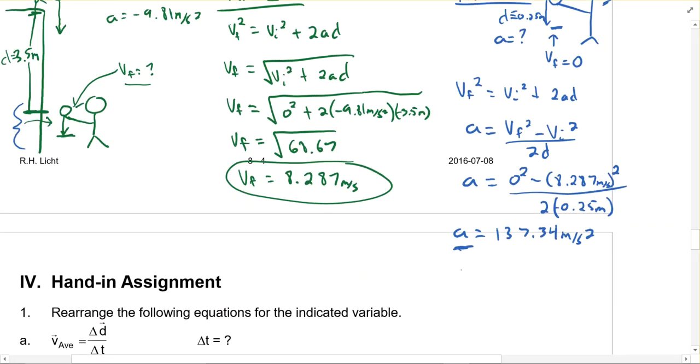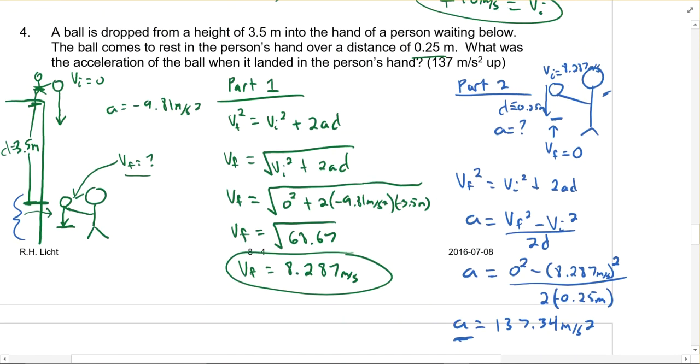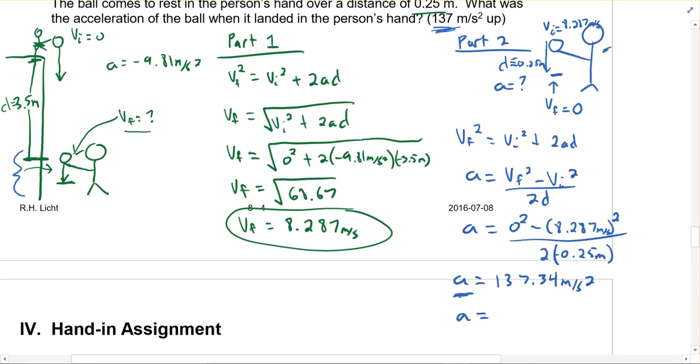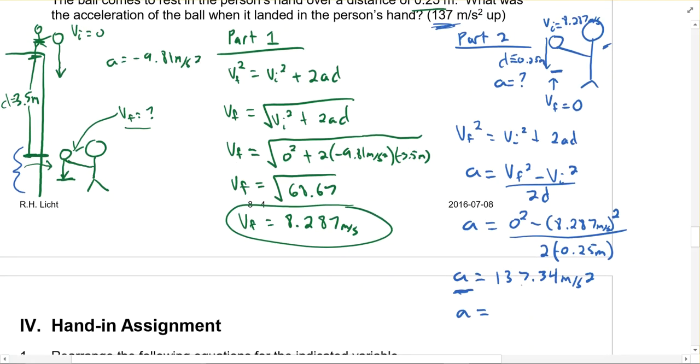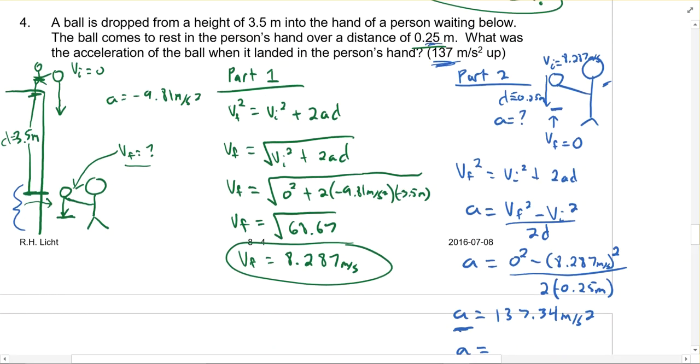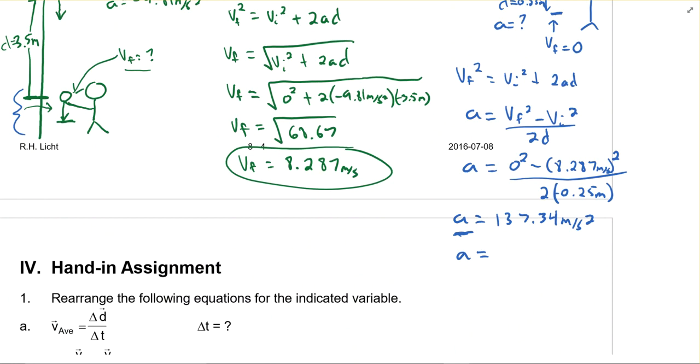And finally, my units should be, or my sig digs, I mean, should only have 2 sig digs. So I've got some problems with my sig digs in my questions. I would like you guys to do them properly. So my sig digs though are going to be only 2 because I've got only 2 in that and only 2 in that. So it's going to be 1.4 times 10 to the 2 meters per second squared.